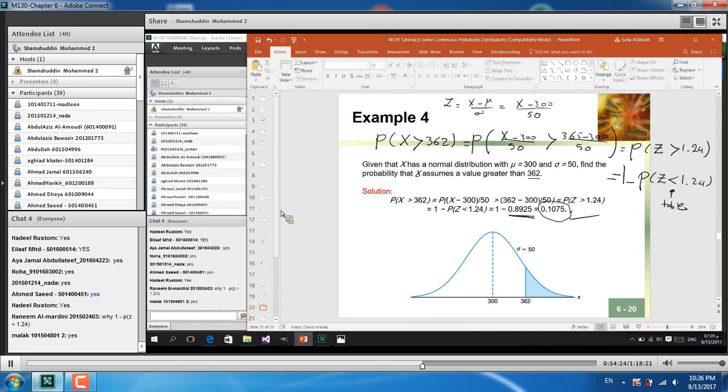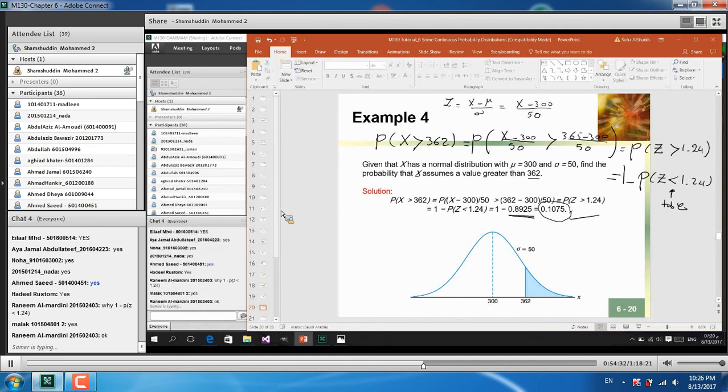Because the greater than is not in the table. Raneem, we said the table is not giving me the greater than. The table gives me less than. So to convert it to less than, it is 1 minus.